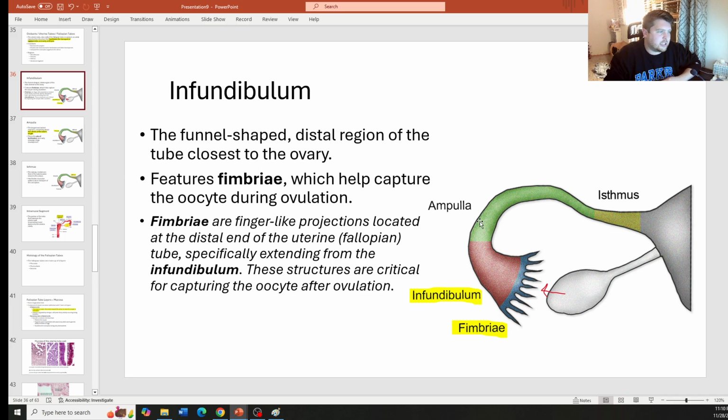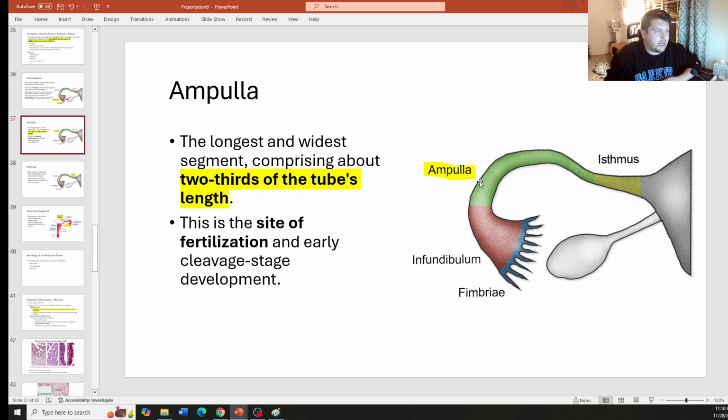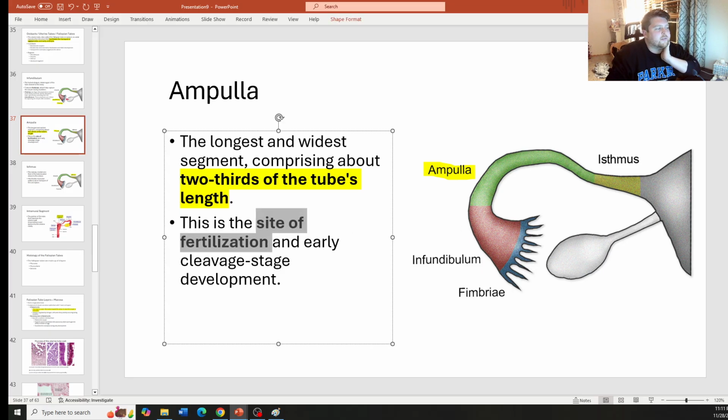The egg then continues to go down into the ampulla right here. This is the most common site of fertilization of the egg, and it makes up about 2/3 of the tube's length. This being the site of fertilization very often is an anatomy type question, and then the length of it is more of our histology, cells and tissues type question that they like to ask.